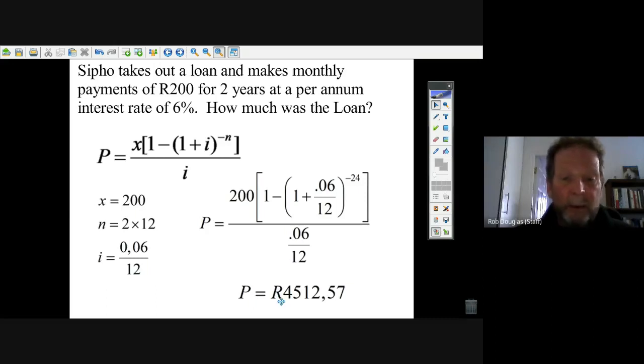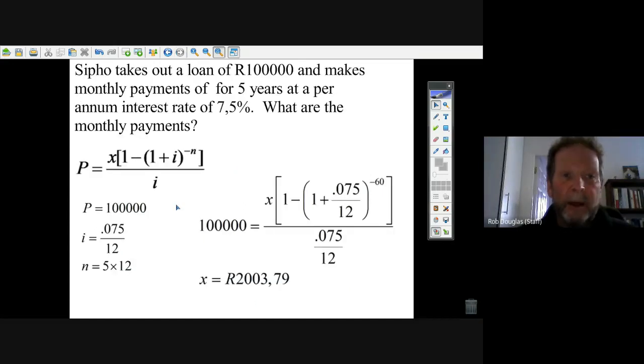You press equals, and out comes exactly what his loan must have been. If you have a loan of 4,512 Rand and 57 cents, that'll pay off in exactly 24 payments of 200 Rand. Well, there you go. Let's take a look at another problem.